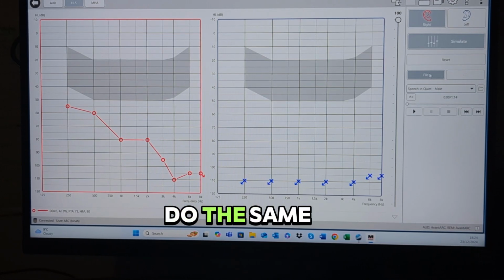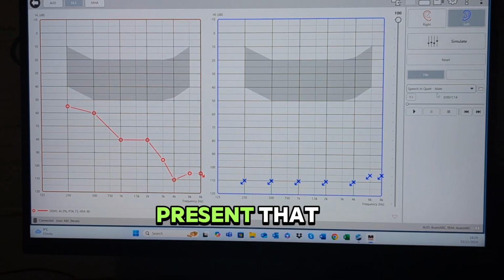So we're going to do the same for the left. Again, this is only just to show that there will be no sound. I'll just do a male voice for this particular case.